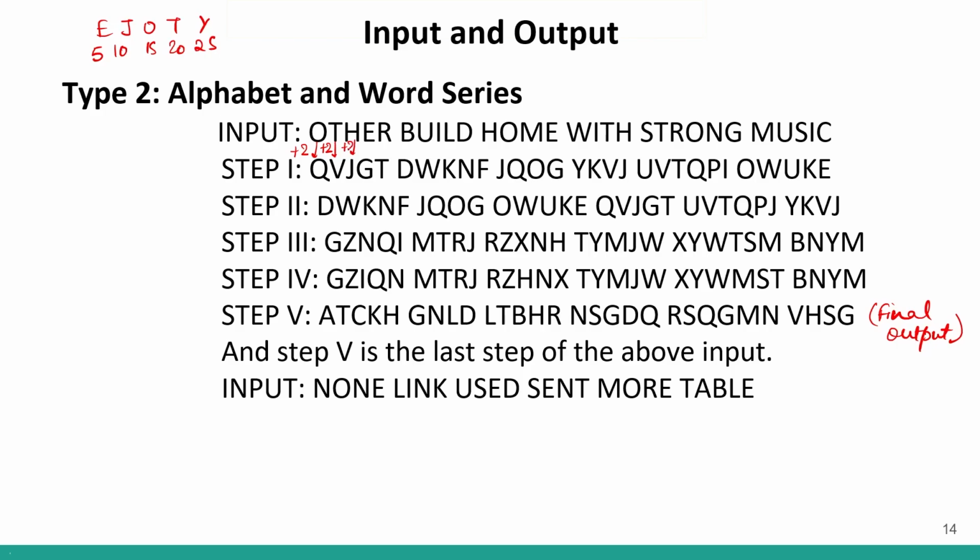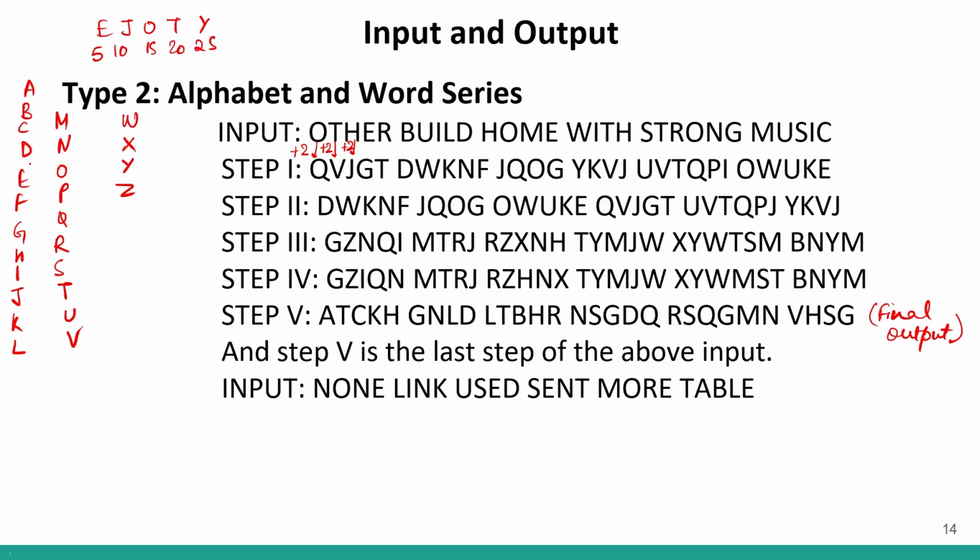H to J is also +2. So let me write the alphabets. A, B, C, D, E, F, G, H, I, J, K, L, M, N, O, P, Q, R, S, T, U, V, W, X, Y, and Z. These are your alphabets. So from O to Q is +2, correct? From T to V is +2.